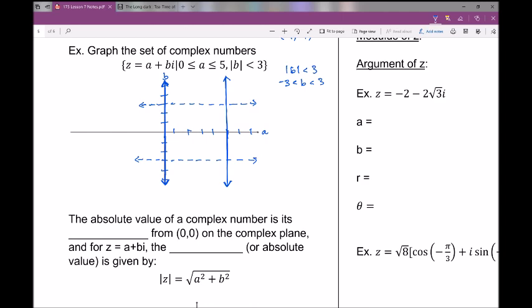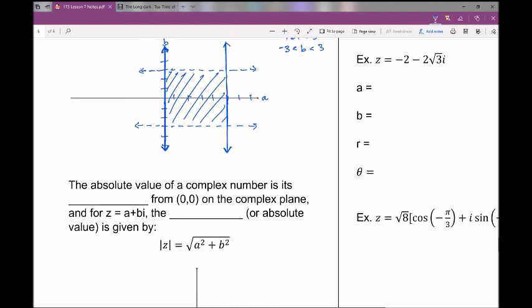All right, so now all we have left to do is shade in the region that agrees with all of our inequalities. So if a is between 0 and 5, we're going to be between those two solid lines. But if b is between -3 and 3, we're also going to be between the two dotted lines. So what we've kind of done here is define this rectangle, and that's going to be our solution. So anything inside the rectangle is the set that we defined at the top. So it's all the complex numbers z that satisfy that property for a and that property for b. All right, so that's just a few examples of the different ways you can graph complex numbers.